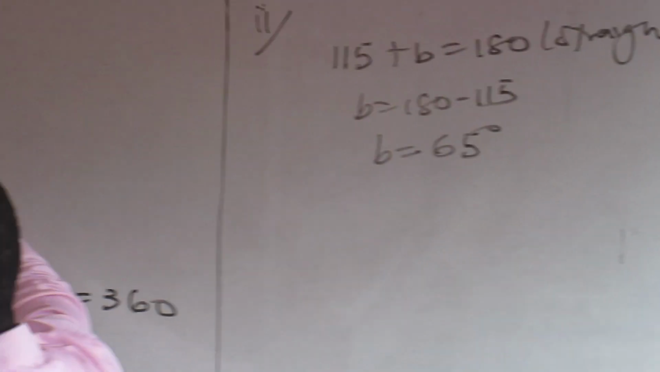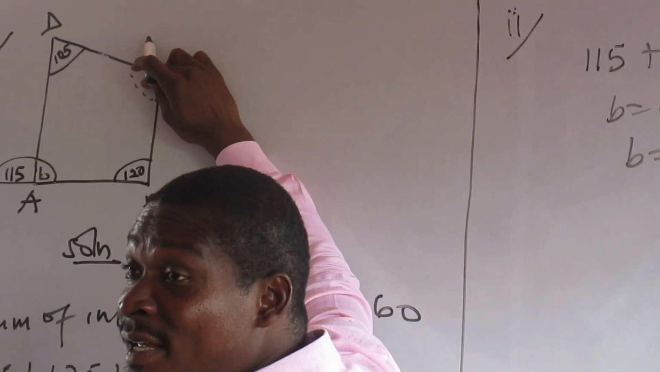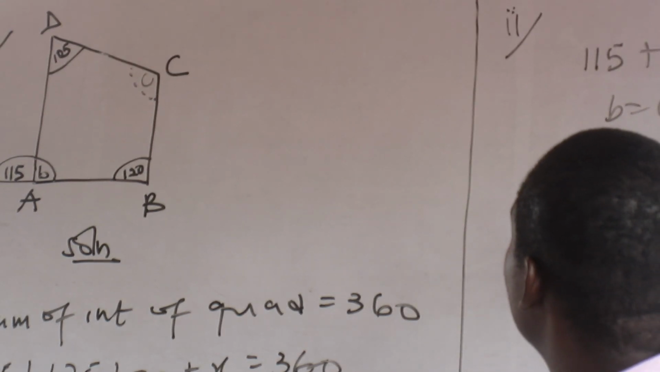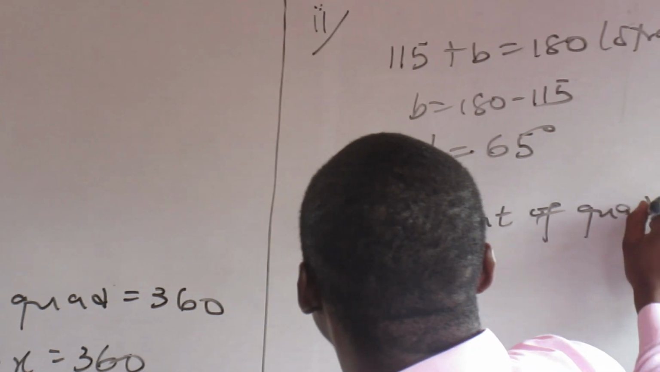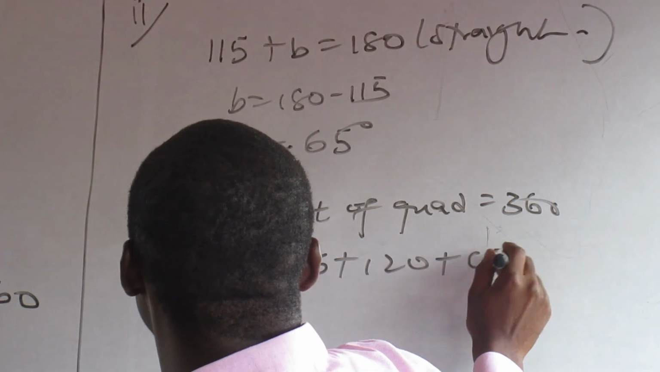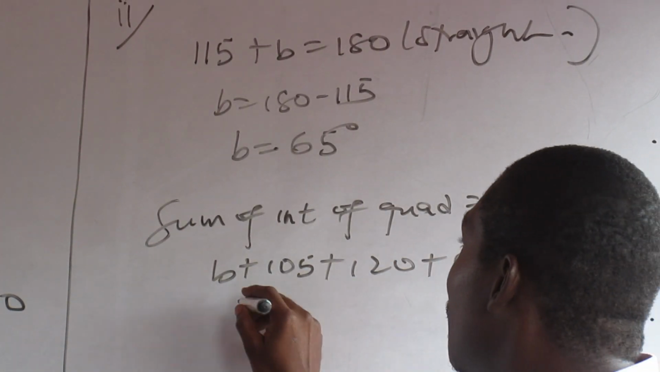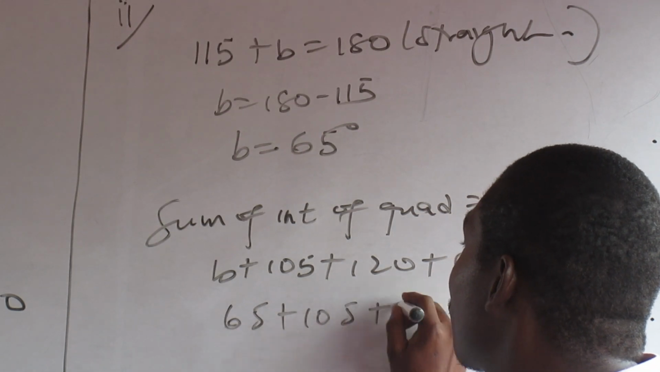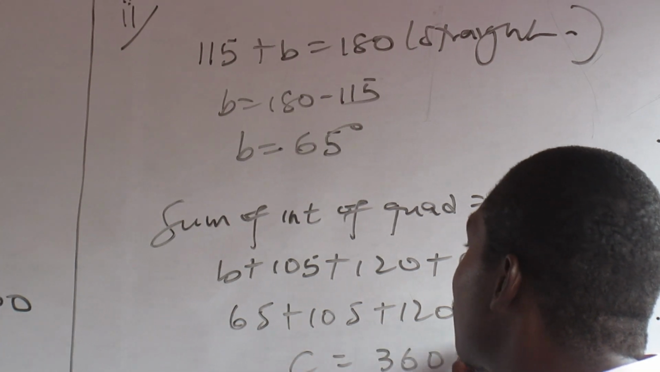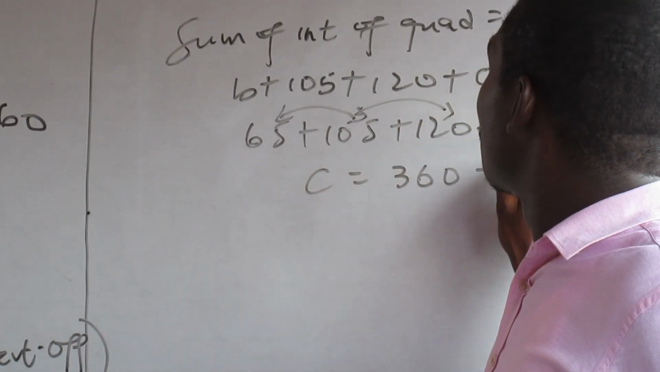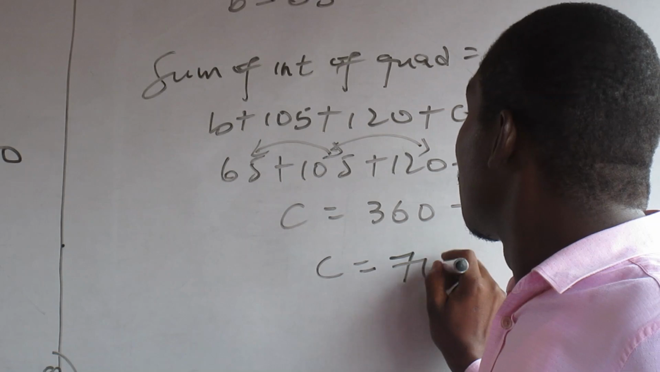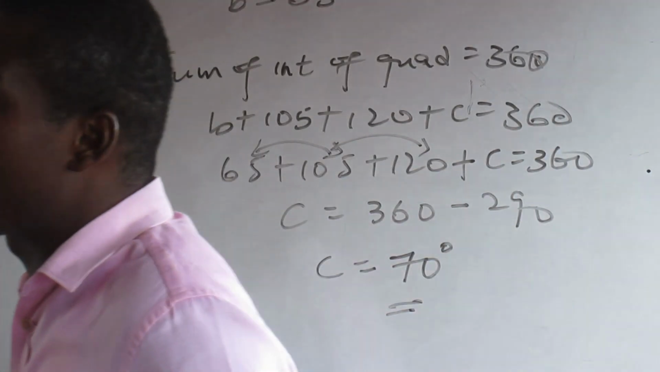Now, this is ready, this is ready, this is ready. But this corner, there is nothing here, right? So I can just call that place C, you don't mind. Sum of interior of quadrilateral equals what? 360. B plus 105 plus 120 plus C equals 360. Now B is 65, plus 105 plus 120 plus C equals what? 360. C equals 360 minus 290, right? 70.